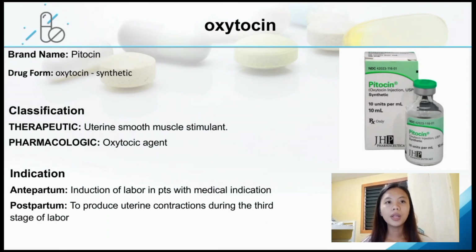Oxytocin. The brand name of oxytocin is Pitocin, and the drug form is synthetic oxytocin. Its therapeutic class is uterine smooth muscle stimulant, and the pharmacologic class is oxytocic agent. The indication of this drug is antepartum induction of labor in patients with a medical indication, and postpartum to produce uterine contractions during the third stage of labor.